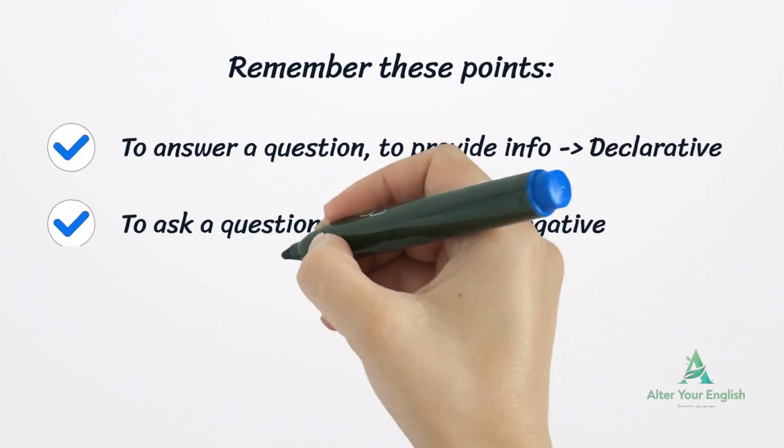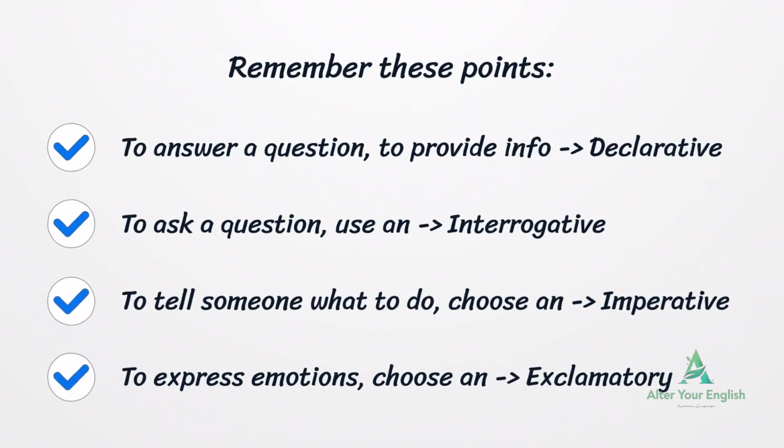Remember that using the right type of sentence depends on your intentions. Think about what you want to say with the following points in mind. To answer a question or to provide information, you have to use a declarative sentence. To ask a question, use an interrogative sentence. To tell someone what to do, choose an imperative sentence. To express emotions, choose an exclamatory sentence.